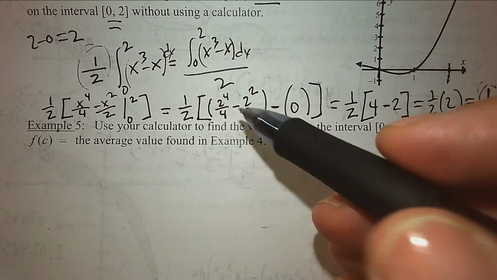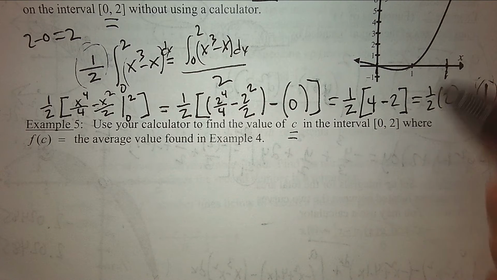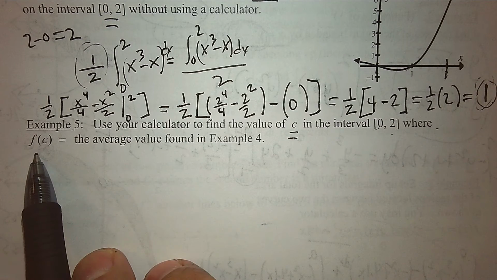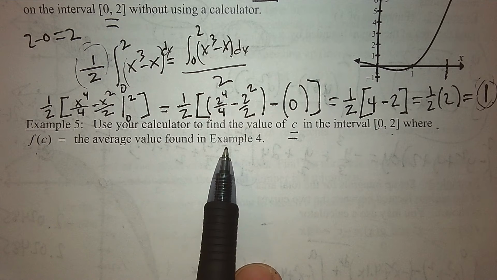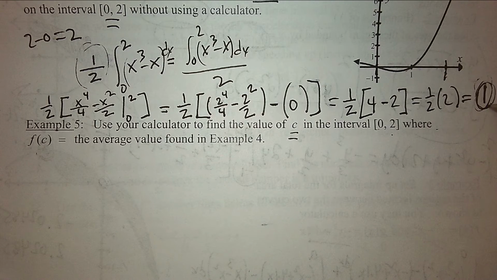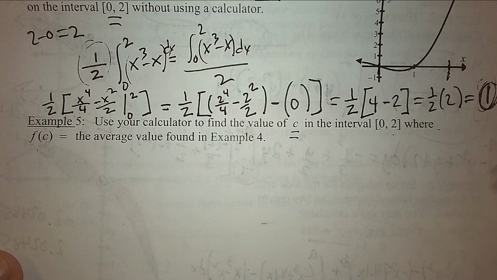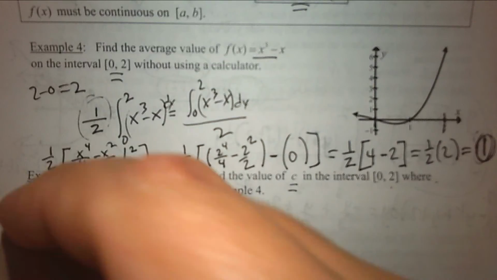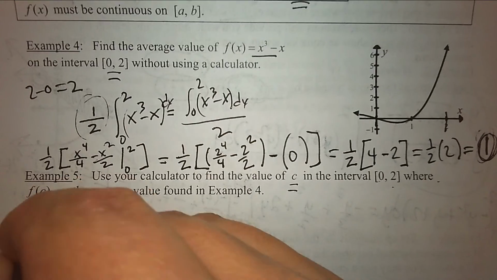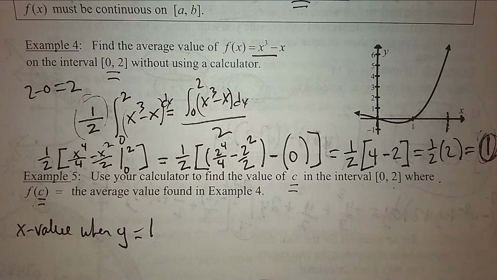Okay, use your calculator to find the value of c in the interval from 0 to 2, where f at c, that's the y value, is the average value found in example number 4. So we said the average y value was what number? Positive 1. So what's the x value that goes with that y value? That's what it's asking for. C represents the x value when y is equal to 1.